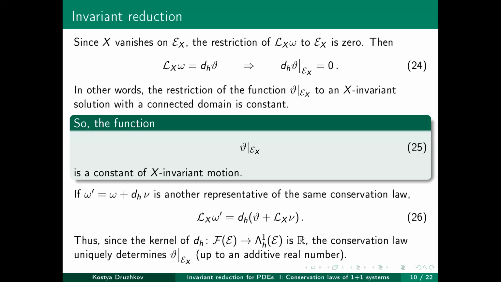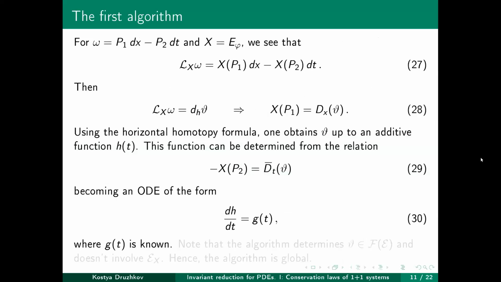So the reduction mechanism is well defined, at least in the simplest case, when we consider a system of evolution equations, the 1 plus 1 situation, and the mechanism works. How can we calculate it? Let's discuss the first algorithm. And the algorithm is also very simple.